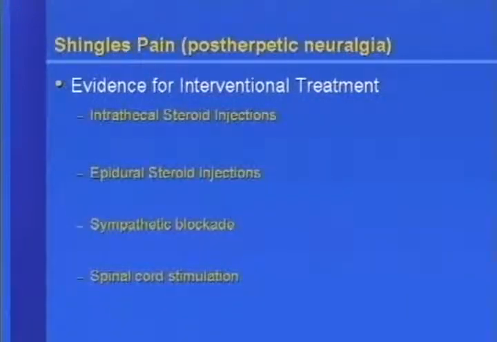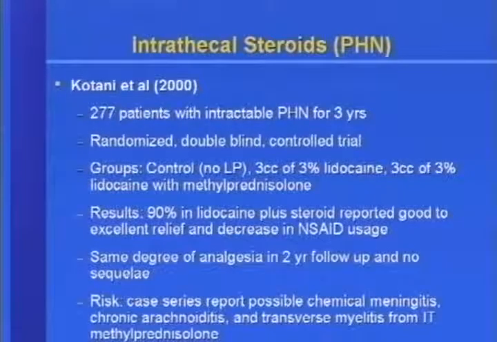Well, what is the evidence for the treatments that we use, the injections that we use to try to help treat this condition? There are 4 blocks that we typically use: intrathecal steroid injections, epidural steroid injections, sympathetic blocks, and spinal cord stimulation. Well, intrathecal steroids were studied by Kotani in 2000, and he had a very high sample size of patients who had intractable postherpetic neuralgia for 3 years. It was done fairly well. It was randomized, double-blind, and controlled, and he had various different groups in which he injected lidocaine intrathecally, or lidocaine plus steroid, or basically no intervention at all, no lumbar puncture at all.